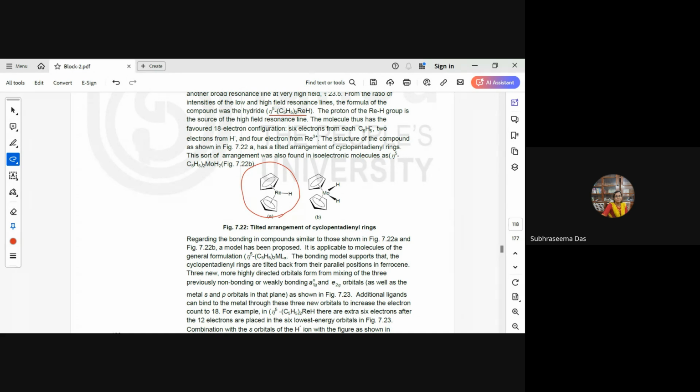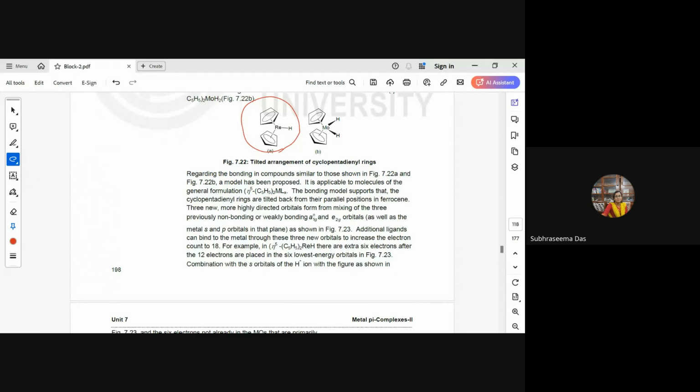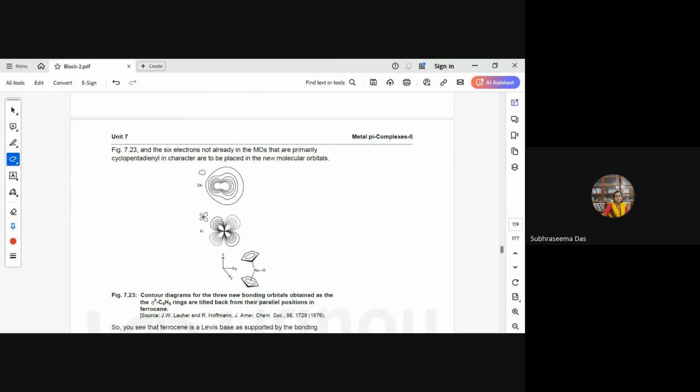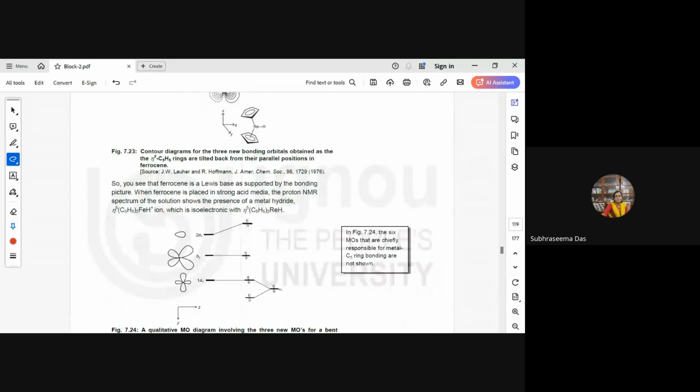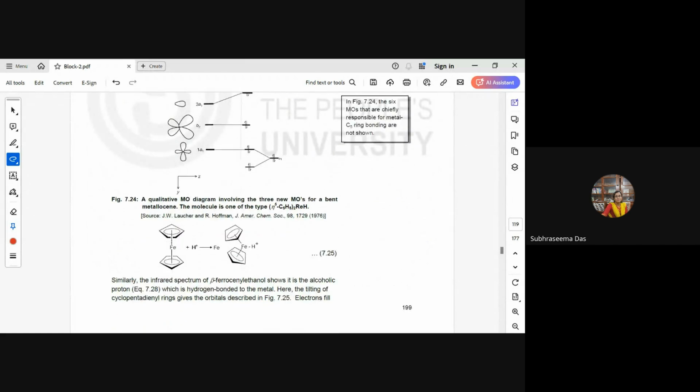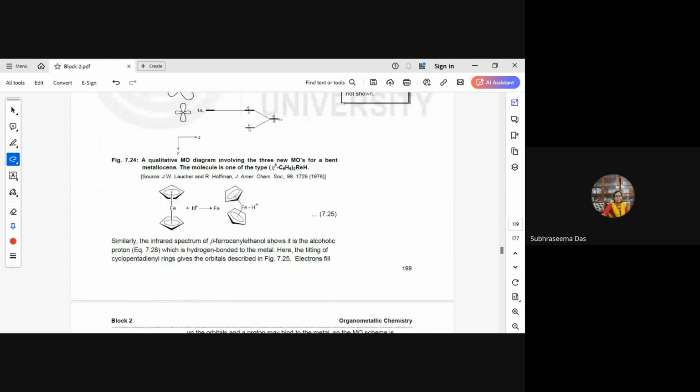So the nature of the central metal atom and the number of cyclopentadienyl rings affect the tilting of the cyclopentadienyl rings and subsequently the geometry. In figure 7.23, contour diagrams are shown for bonding orbitals obtained for C5H5 rings when they are tilted from their positions. Here a qualitative MO diagram is shown for a bent metallocene.